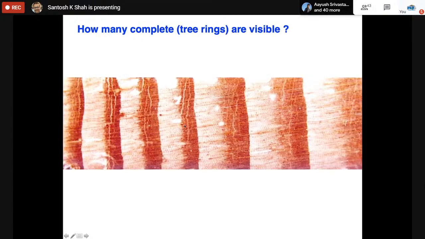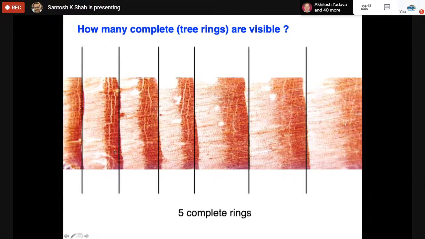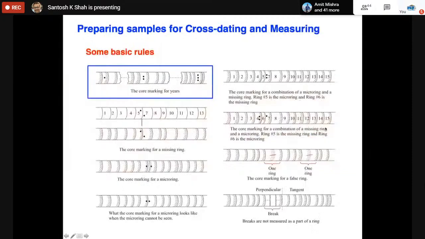So how many rings can we see? This is a webinar, so nobody is going to answer, but let me check how many complete rings are visible. This is actually 5 complete rings: 1, 2, 3, 4, 5. There are some rules. I'm not going into detail, but for counting, we have to do certain marking, like the first ring, 10th ring, 50th ring, 100th ring, that we usually mark with a pencil, so that later, when we see a sample, we can easily recognize, okay, this ring is 50 years, 60 years, or 100 years.